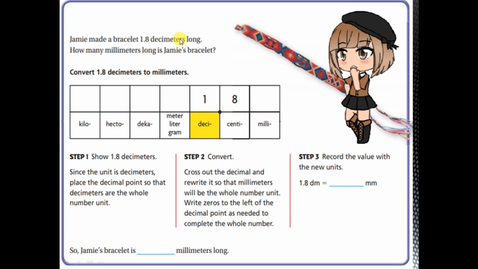So in this case, I need to convert from a decimeter to a millimeter. So where is the decimeter? It's here. Where is the millimeter? It's to its right. So in this case, I will go from decimeter to millimeter. I move to the right. So in this case, I will go from bigger or larger unit to smaller unit.